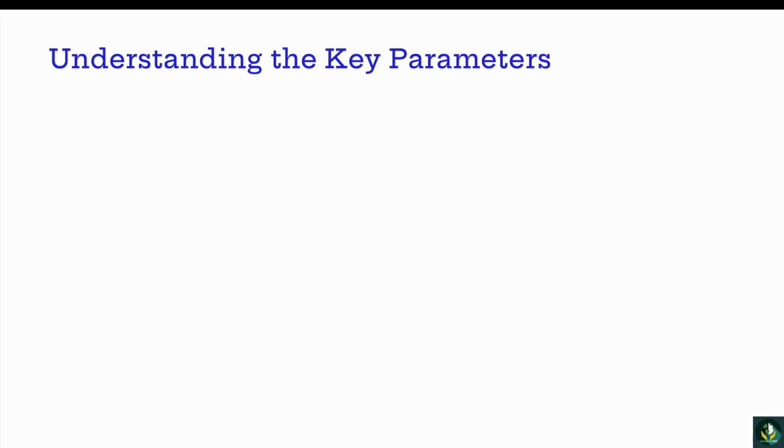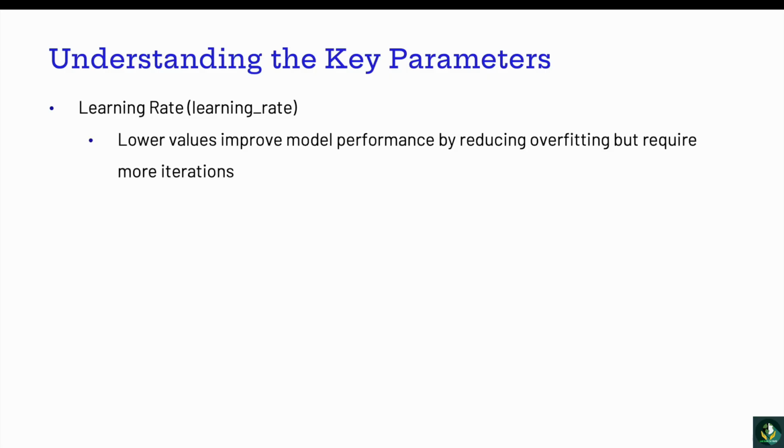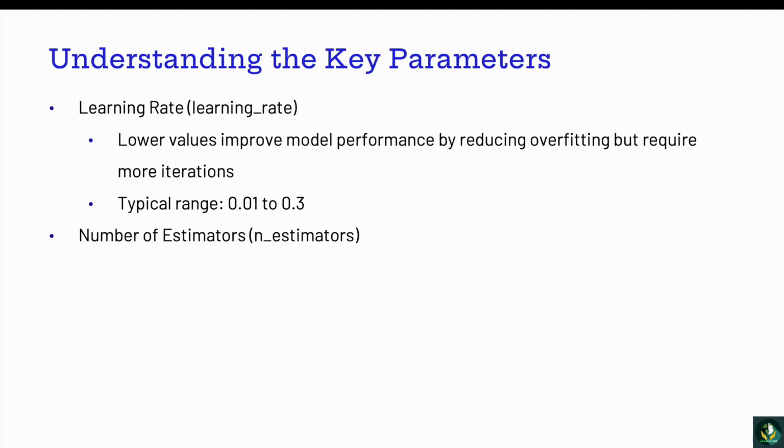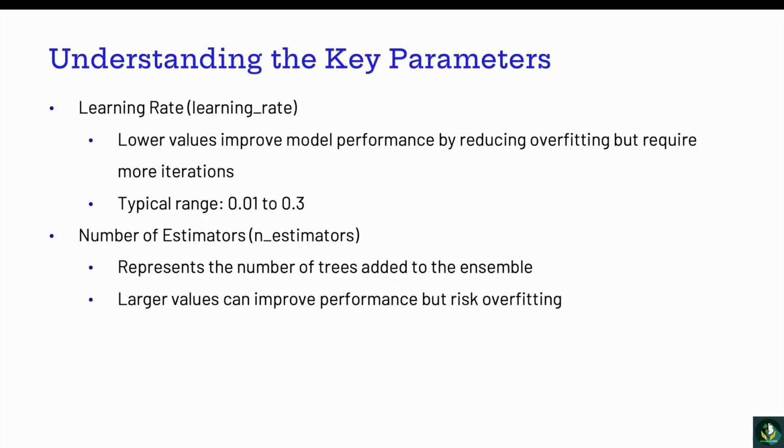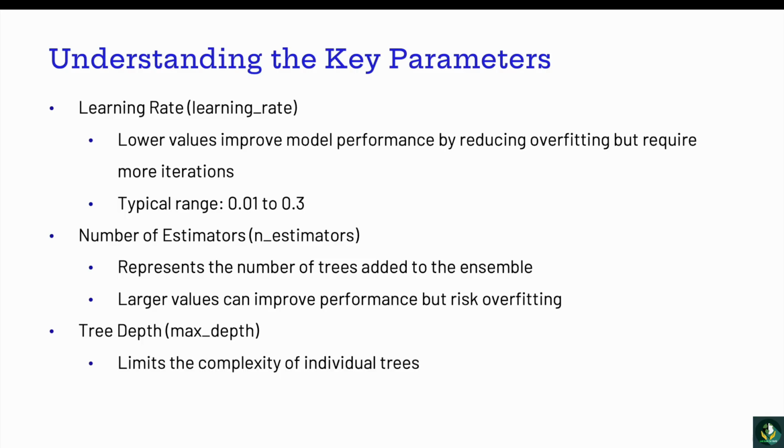Next, let's talk about understanding the key parameters. We have the learning rate, or learning_rate. Lower values improve model performance by reducing overfitting but require more iterations. The typical range that we use is 0.01 to 0.3. Number of estimators, or n_estimators, represents the number of trees added to the ensemble. Larger values can improve performance but risk overfitting. Next, we have tree depth, or max_depth. It limits the complexity of individual trees, and in this case, shallower trees generalize better but might underfit.